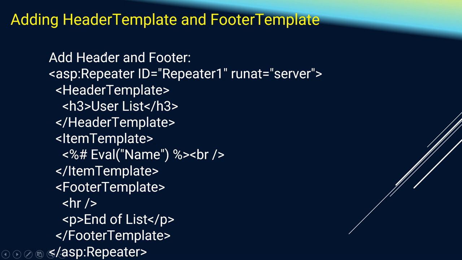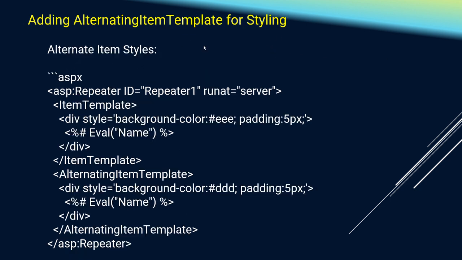To improve readability, you can use AlternatingItemTemplate to apply different styles on alternate rows. This is similar to zebra striping in tables. This small tweak improves the user experience when scanning lists.